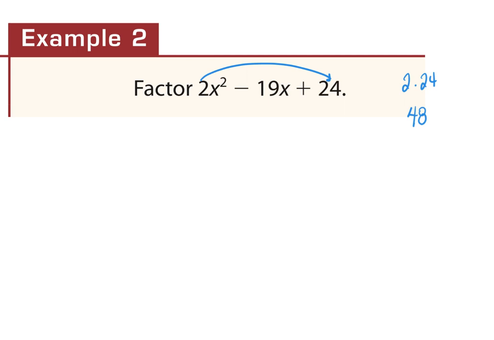48. All right. So now we need factors of 48. Specifically, it was a positive 2 and a positive 24. This is positive 48. That means my factors have to be either positive, positive, or negative, negative, right? And what do I need them to add up to? I need them to add up to negative 19. So that means I'm going to do negative, negative, right? So what two factors of 48 add up to give me 19?